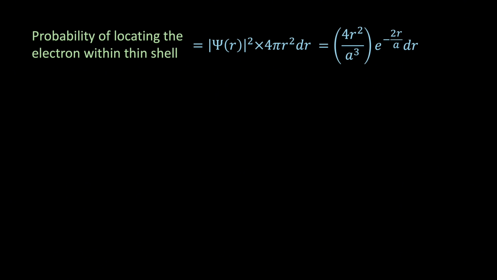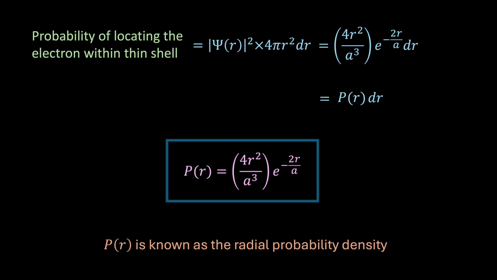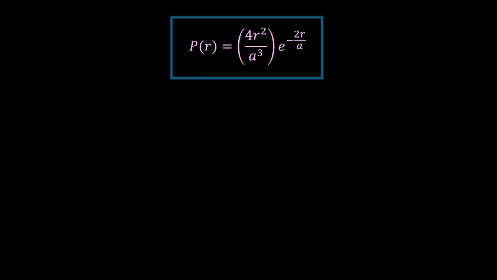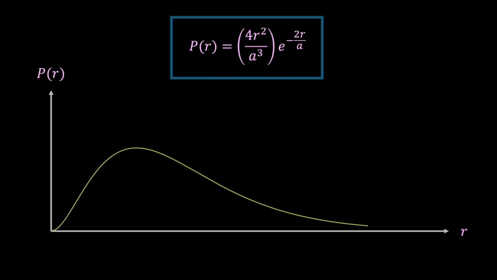By convention, this is written as P of r dr, where P of r is known as the radial probability density. If we plot P of r against r, we see that it's 0 at r equals 0, and it rises to a peak at r equals a, which, if you recall, is the Bohr radius, and then it decays exponentially as r increases.